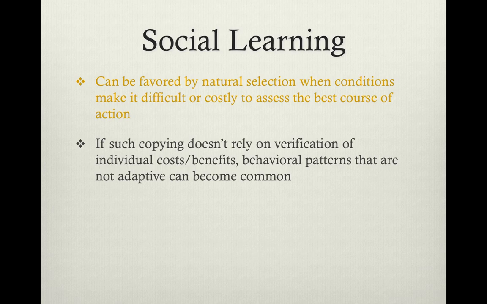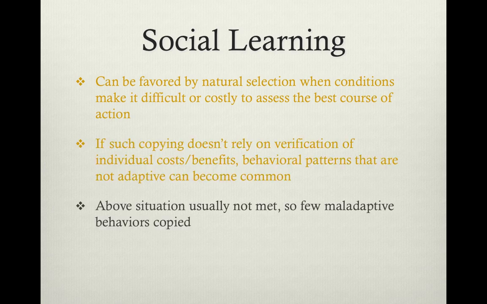If such copying doesn't rely on verification of the individual costs and benefits, then behavior patterns that are non-adaptive can become common. Think about obesity in a modern context, right? We don't have a lifestyle that favors physical activity and healthy eating. Plus, we have a biological tendency to favor foods that are calorically dense because of our evolutionary history. You'll learn about that preference for fatty, sweet, and salty foods in the film next week. And so when we have ready abundance of or easy access to calorically dense foods, we end up suffering from obesity, which is not adaptive in the long term, not adaptive at the societal or population level. The above situation is usually not met, so we tend not to copy maladaptive behaviors, but we just gave an example of a context where we could.